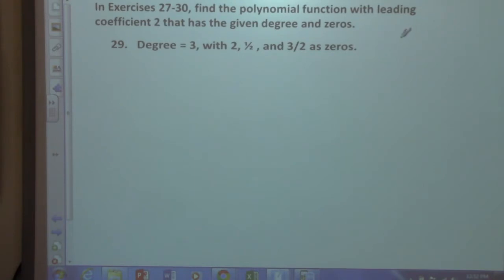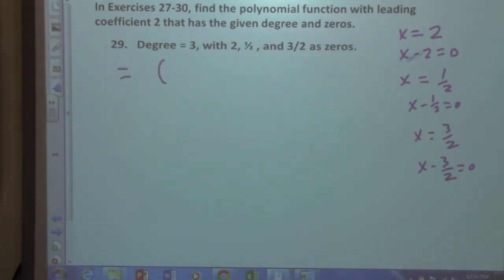So if we have x equals 2, x equals 1/2, and x equals 3/2, we can find the zeros related to that. And so what zeros do we have here? Are factors. x minus 2 equals 0, and we have x minus 1/2 equals 0, and we have x minus 3/2 equals 0. And so you can work this out by just putting your zeros, putting your factors like this.